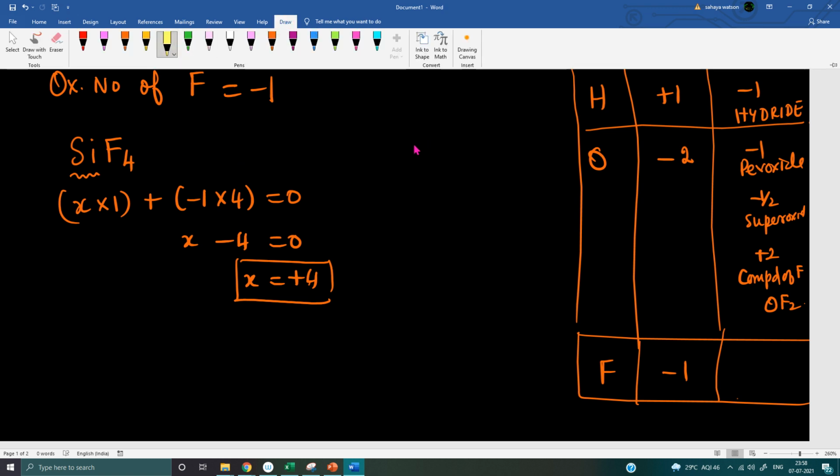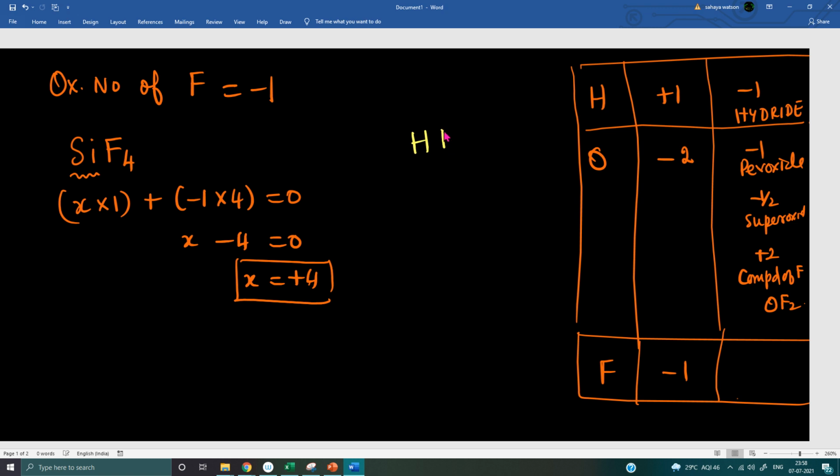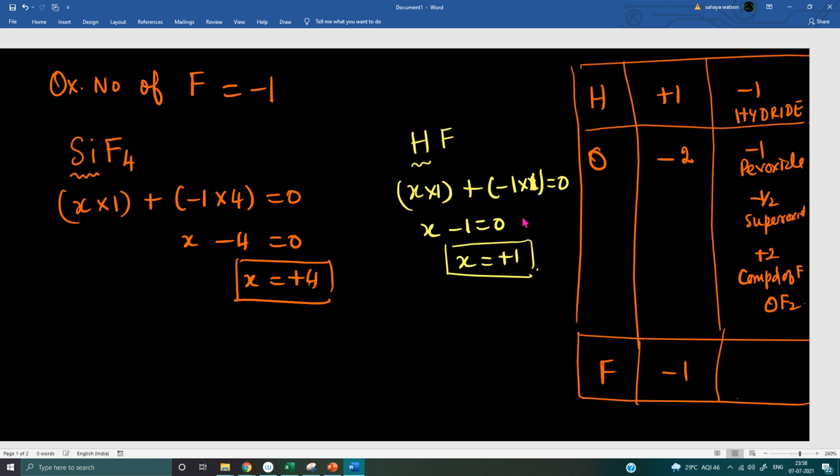And let me have one more example, a very simple example, HF. So for hydrogen we are going to calculate: x into 1 plus minus 1 into 1 equals 0. x minus 1 is equal to 0, x is equal to plus 1. So we already know the oxidation number of hydrogen is plus 1.